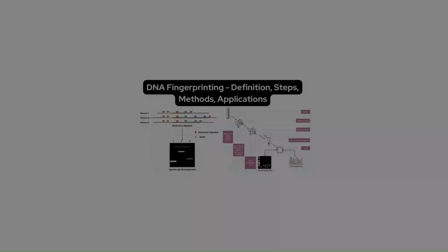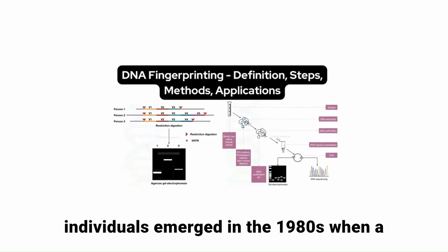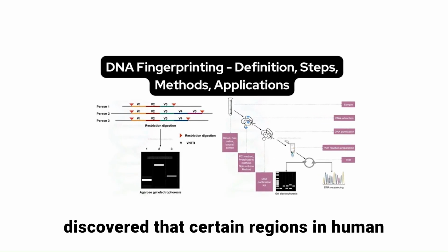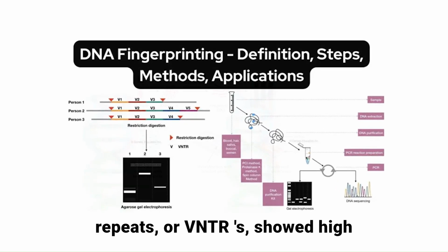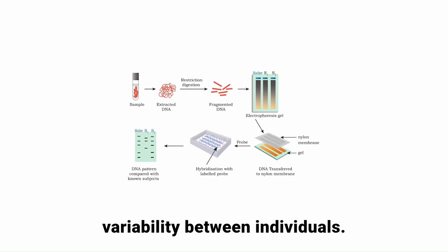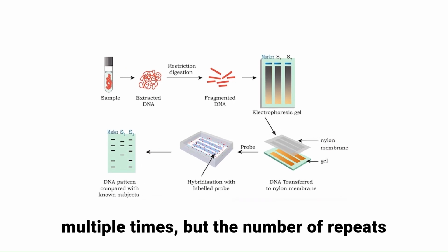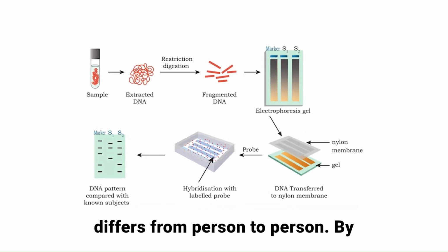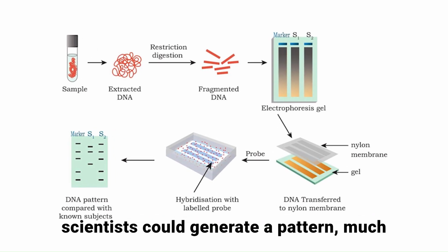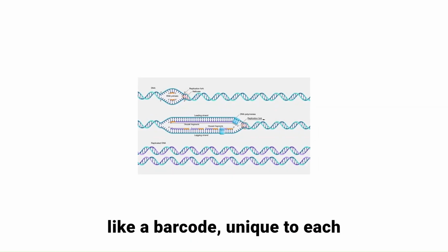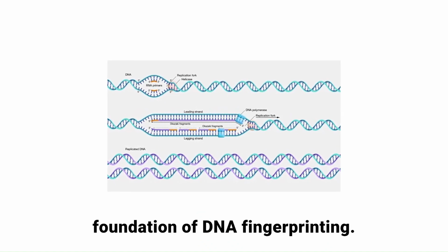DNA fingerprinting is the technique that allows scientists to detect these differences and create a pattern or profile that can identify a person. The idea of using DNA to identify individuals emerged in the 1980s when a British geneticist named Alec Jeffreys discovered that certain regions in human DNA, called variable number tandem repeats or VNTRs, showed high variability between individuals. These regions are made up of short sequences of DNA that are repeated multiple times, but the number of repeats differs from person to person. By analyzing these specific regions, scientists could generate a pattern, much like a barcode, unique to each individual. This became the foundation of DNA fingerprinting.